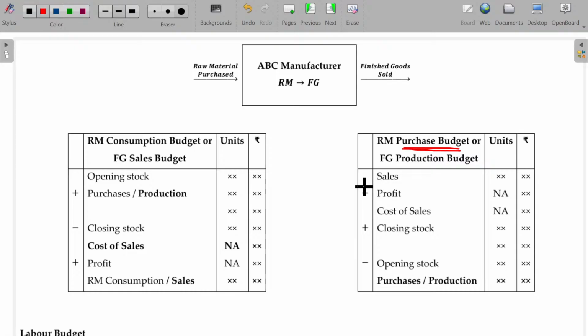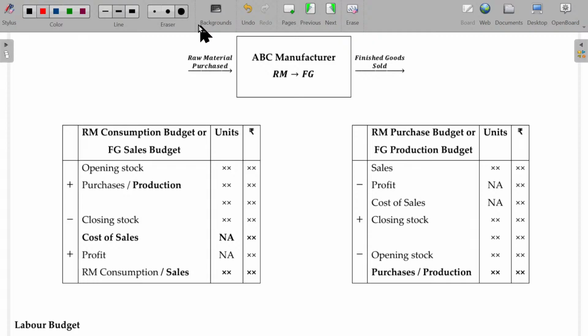Okay, in case of raw material purchase budget, you have to start with sales, add closing stock, minus opening stock, and you will get the purchases. But if you want to add profit, in case of rupees, you have to remove the profit from the sales. Whenever you remove the profit from the sales, it is the cost of goods sold. That will be comfortable for calculating the purchase budget.